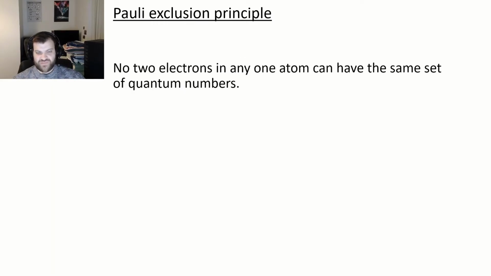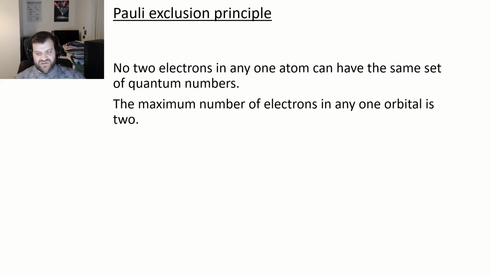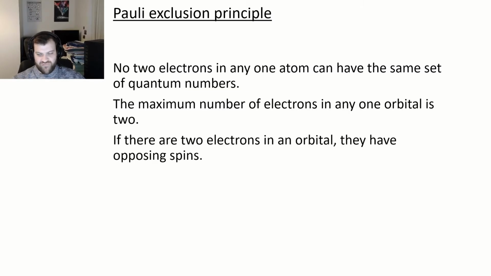Our Pauli exclusion principle is summed up by the fact that no two electrons in an atom will have the same set of quantum numbers. The maximum number of electrons that we can have in any one orbital is 2, and these must have opposing spins.